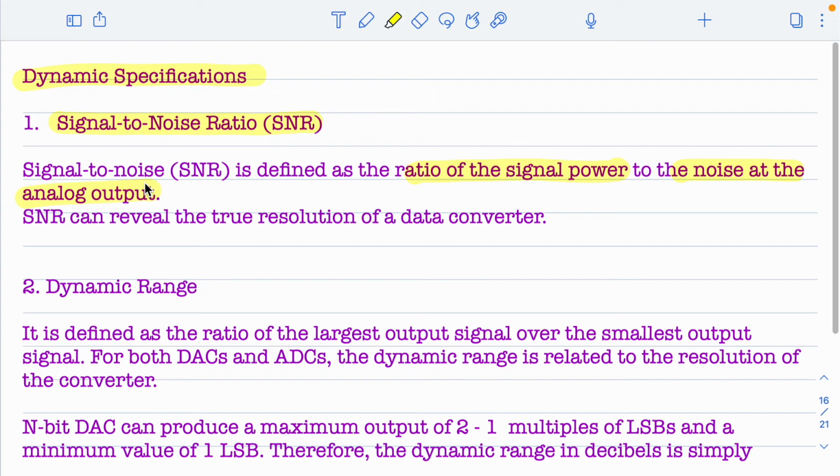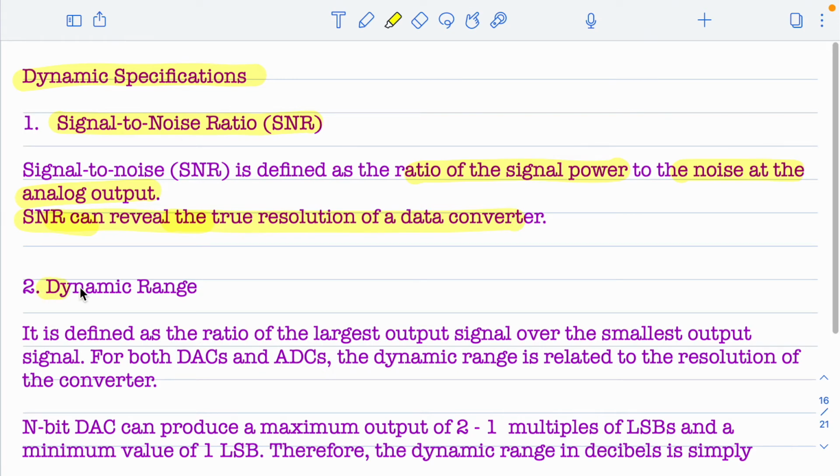This is more prominent in the case of ADCs, where we call it quantization error, and it is defined as signal to quantization noise ratio. Generally, signal power to noise power is called signal to noise ratio. The SNR can give you the exact resolution of a data converter, in terms of another measure called ENOB, effective number of bits. So SNR can reveal the true resolution of a data converter.